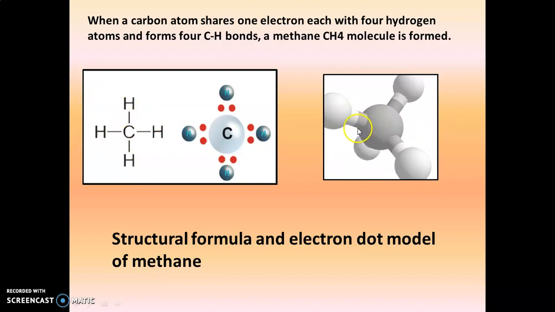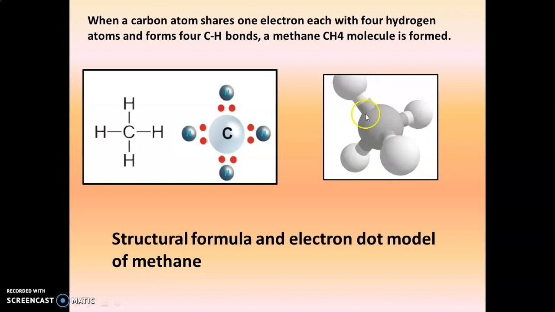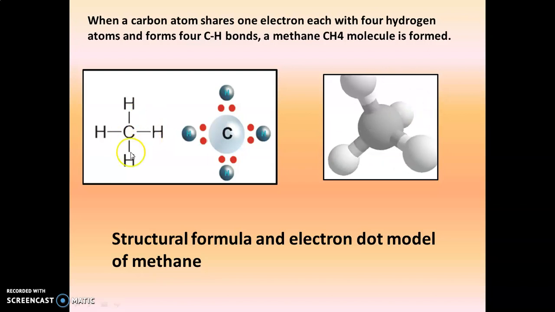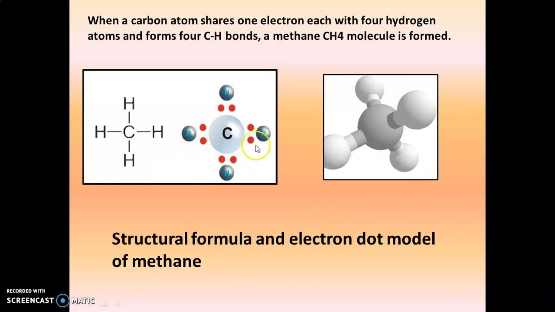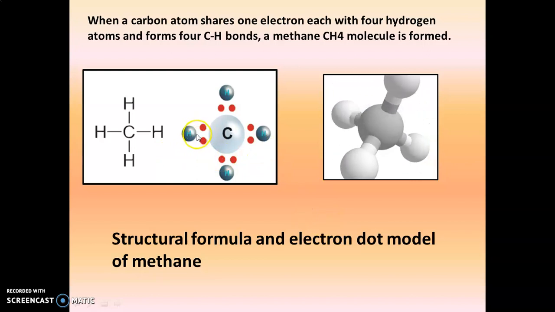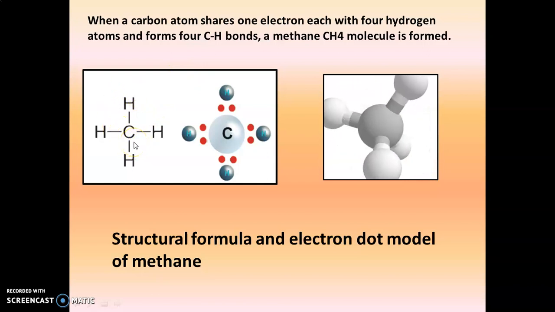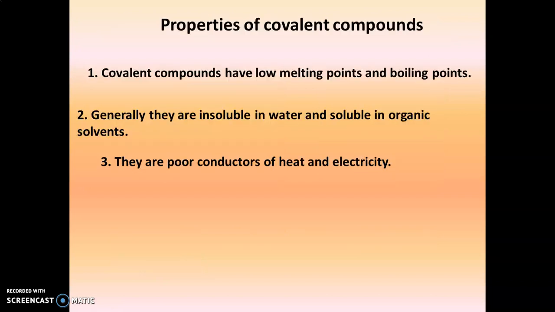In the center we have the carbon atom and we have the 4 hydrogen atoms that are attached with the help of a covalent bond. This is called the structural formula and this is called the electron dot model. This is one carbon atom, this is one hydrogen, and the red ones represent the electrons. So this is the electron dot model of methane. Thus we have the first hydrocarbon, methane, which has 1 carbon atom and 4 hydrogen atoms.